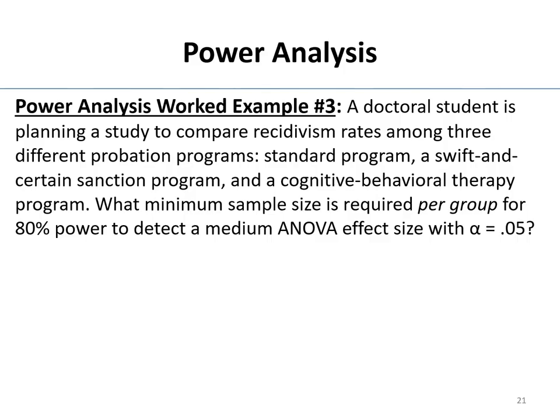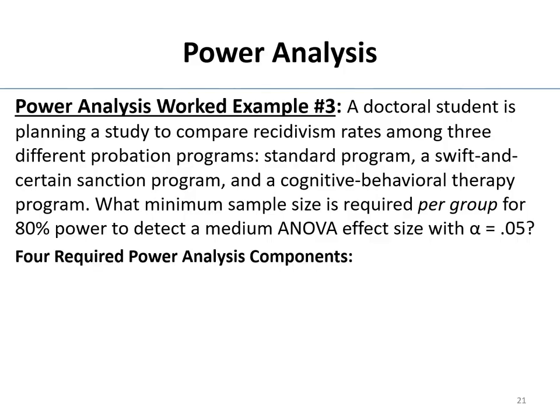All right, let's do a third example of power analysis. A doctoral student is planning a study to compare recidivism rates among 3 different probation groups: a standard program, a swift and certain sanction program, and a cognitive behavioral therapy program. What minimum sample size is required per group for 80% power to detect a medium ANOVA effect size with alpha equal to 0.05? So this is ANOVA because there are 3 groups and we're comparing a continuous dependent variable.